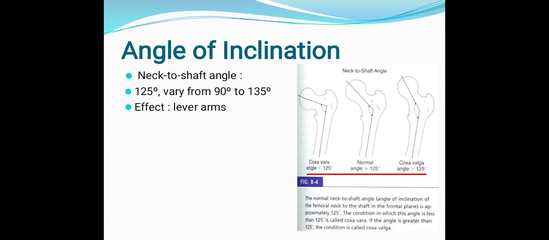Angle of inclination. This angle is formed by the meeting of the axis of the shaft of the femur with the long axis of the femoral neck and head. An increased angle is called coxa valga and a decreased angle is called coxa vara. The normal angle is approximately 125 degrees, which varies from 90 degrees to 135 degrees. The angle of inclination affects the lever arm.